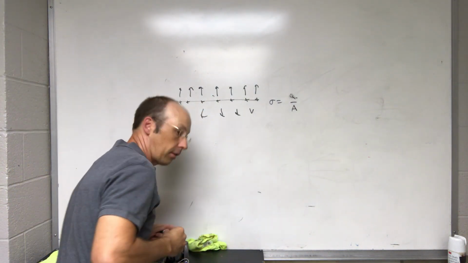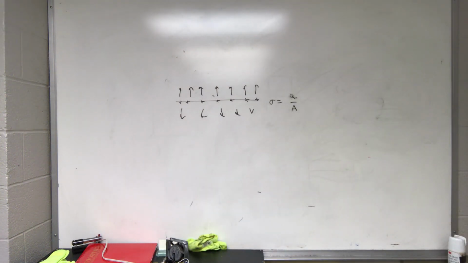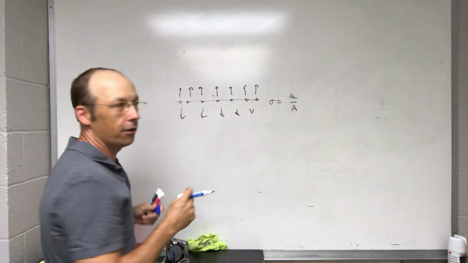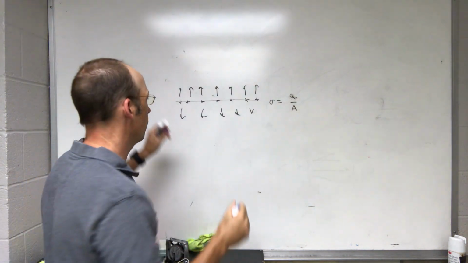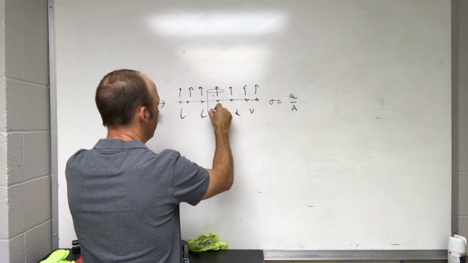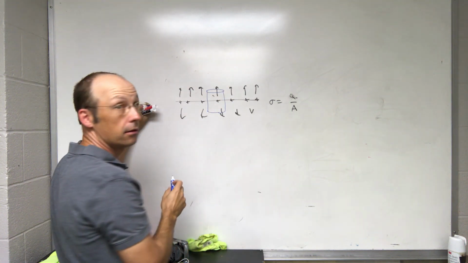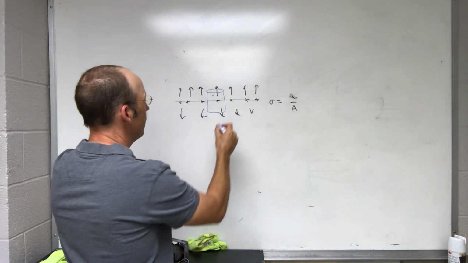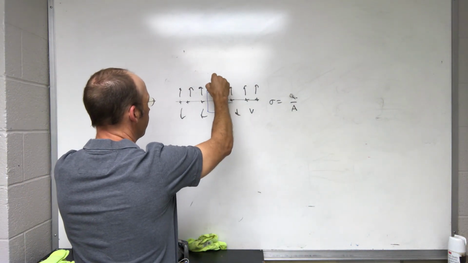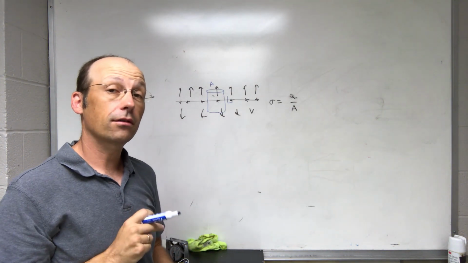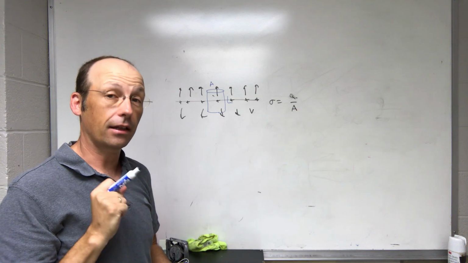Now, let me see if I have another color. Now I can do, they call this a pillbox, and I know it's dumb. But let's say I take a box, or it can be any shape, a cylinder like that. Can you see that? Yeah, okay. This has some length L, it doesn't really matter, and surface area A. In that case, I can calculate the total flux, and I can use that to find the electric field.